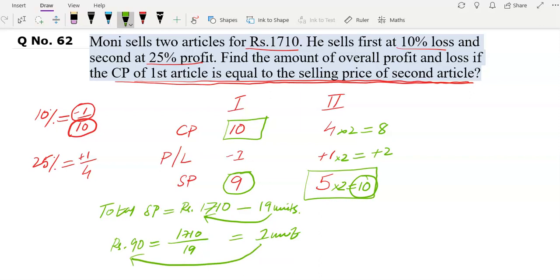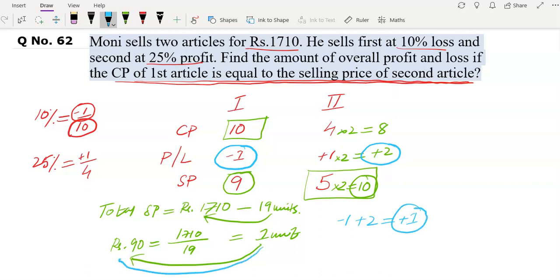Now we need to find out the overall profit and loss. In this question, when the first article is sold, we are getting a loss of minus 1, and in the second article we are getting a profit of plus 2. So the difference in profit and loss will be minus 1 plus 2, so this is plus 1. So there is a profit of 1 unit, and 1 unit represents rupees 90. So our profit will be rupees 90. So this is our answer.